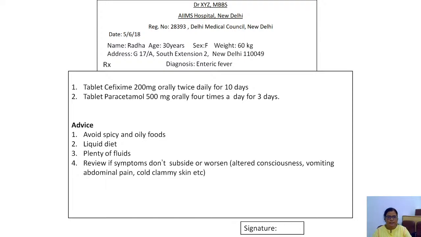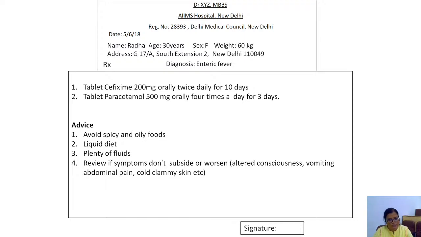So now what we have to correct is the inscription part first. You see we have written tablet cefixime 200 milligrams orally twice daily for 10 days, and paracetamol 500 milligram orally for 3 days, 4 times a day. So you see we have written the drug, the doses which we have to give, the frequency and the duration. All the things have been mentioned in this prescription.